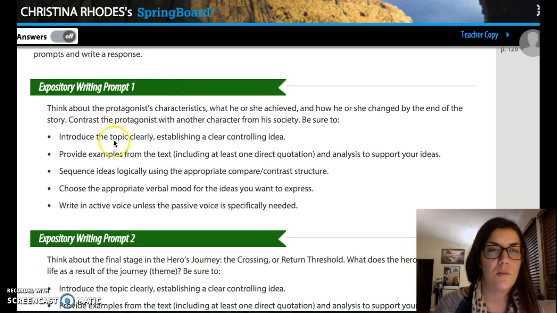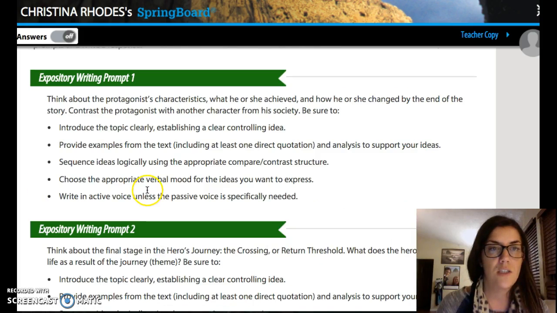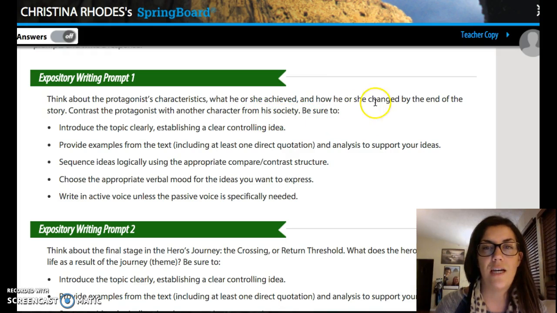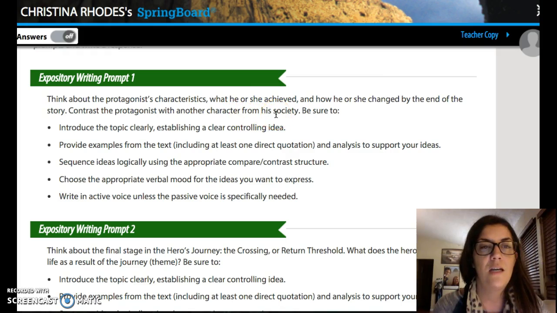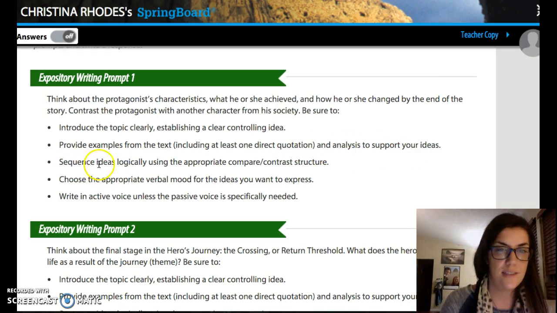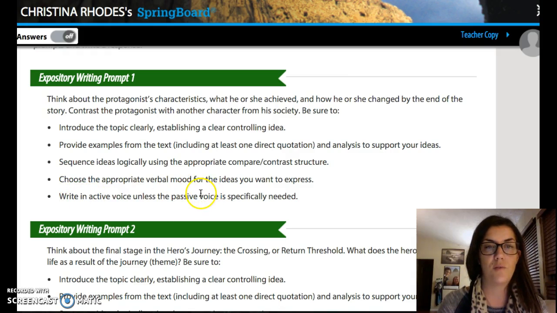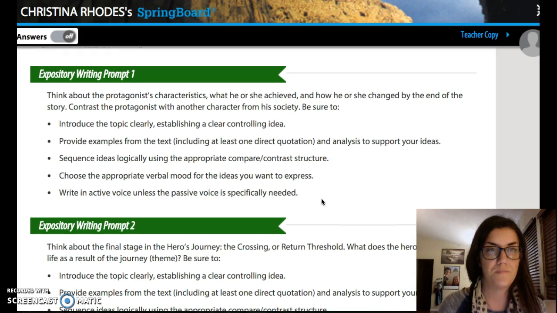So you either are going to circle prompt 1 or expository prompt 2, and then you're going to write on that on the class blog or in your notebook. So prompt 1 says, think about the protagonist's characteristics. What he or she achieved and how he or she changed by the end of the story. Contrast the protagonist with another character from his society. Be sure to introduce the topic clearly, establishing a controlling idea. Provide examples from the text, including at least one direct quotation and analysis to support your idea. Sequence ideas logically using the appropriate compare and contrast structure. Choose the appropriate verbal mood for ideas you want to express. Write in active voice unless the passive voice is specifically needed.